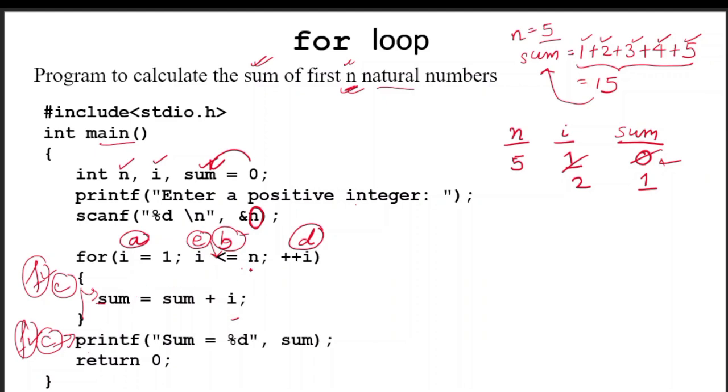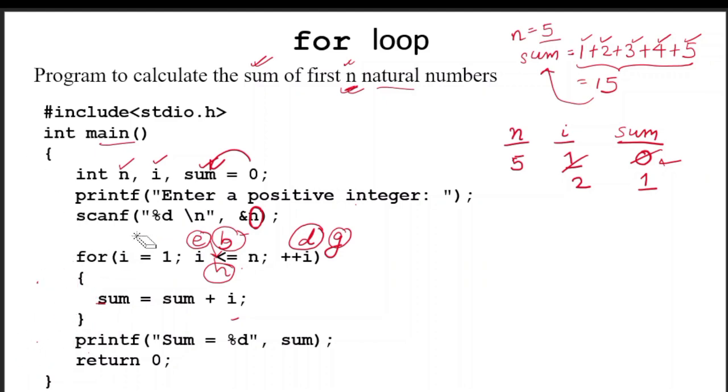Then again we will increment i plus plus, that is, update the update expression. Then again we are going to check this test condition. If it is true, then we enter the body of the loop. So you understand now how it is working.